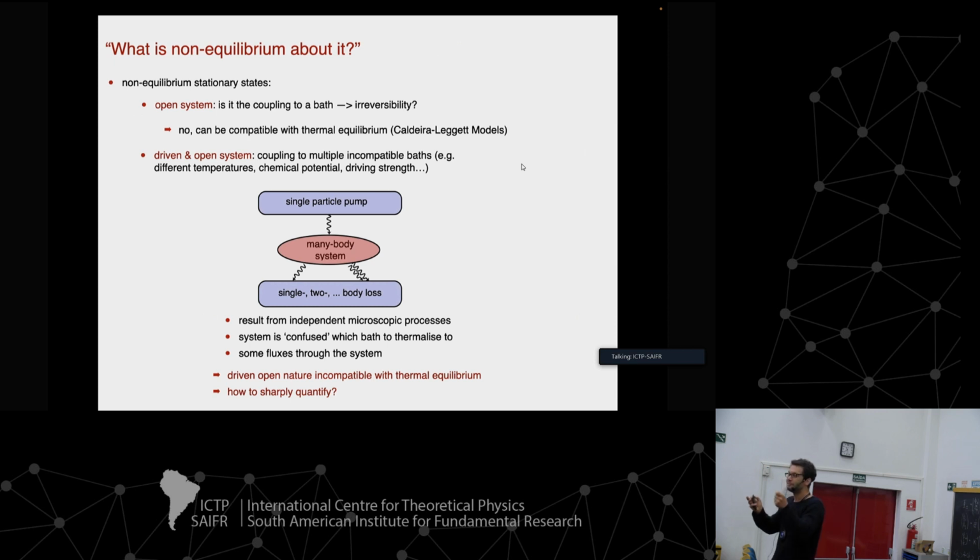So this is the incarnation of a driven open system. We confuse a system of interest coupled to different baths, and the system just doesn't know to which one to equilibrate. So there is certainly then some flux going through the system. But we want to quantify that. And this is the next step. How can we really make this sharp? How can I give you an action, and you tell me, is this an equilibrium problem or not?